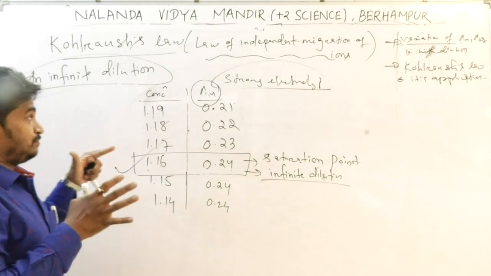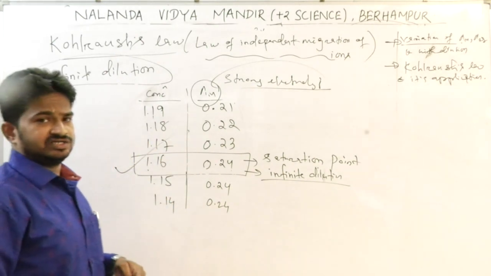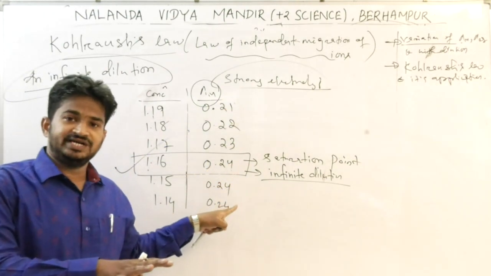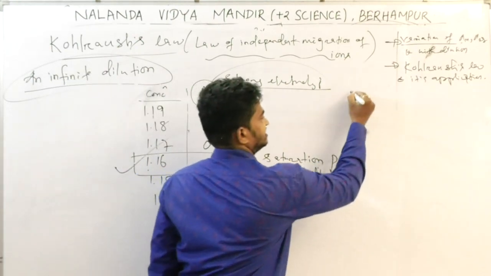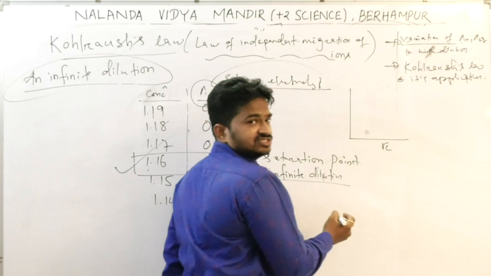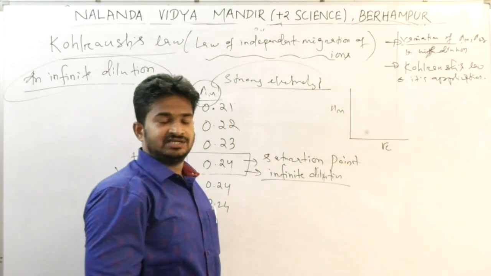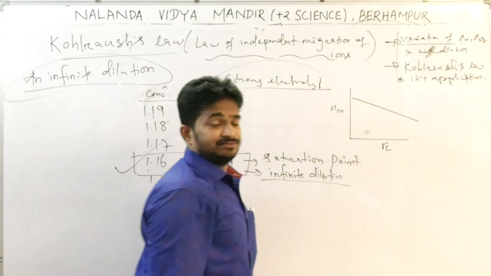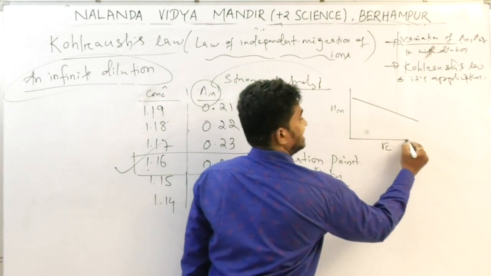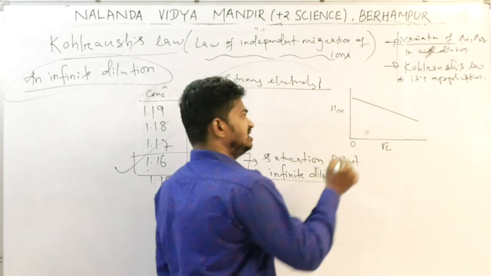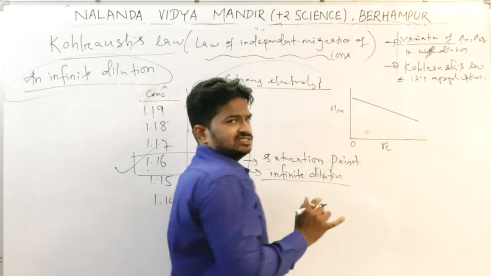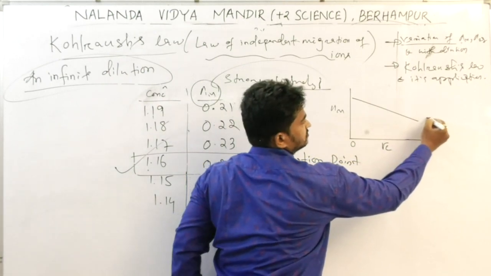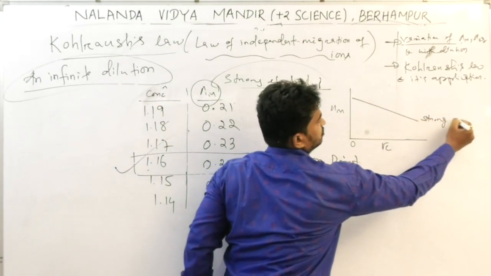So from Kohlrausch law, what we learn is that for a strong electrolyte, the limiting value can be calculated from the graph. Here it is concentration and here it is molar conductivity. For a strong electrolyte the graph will be like this: from zero concentration it increases slightly, and after some dilution it touches its limiting value. This is for a strong electrolyte.